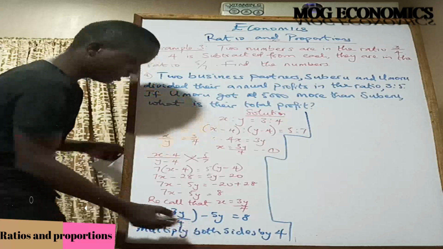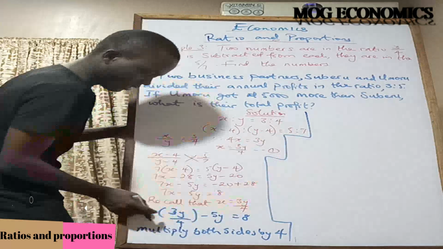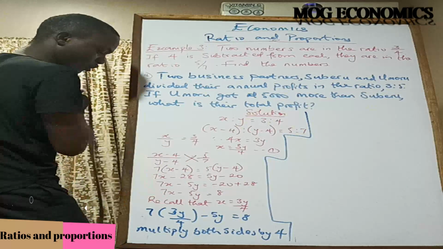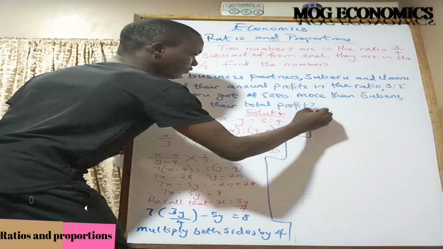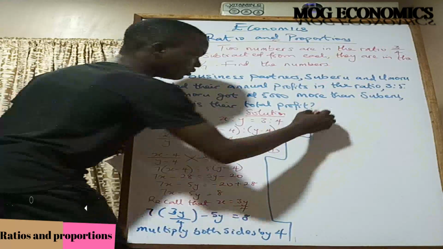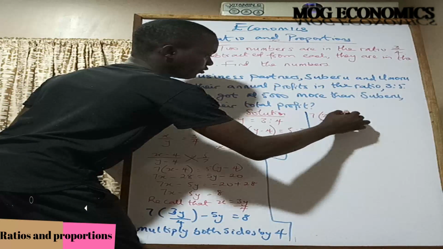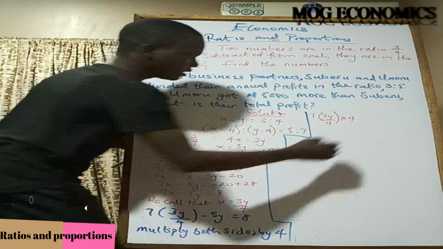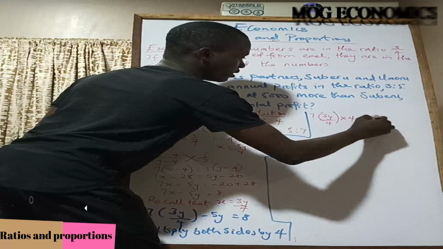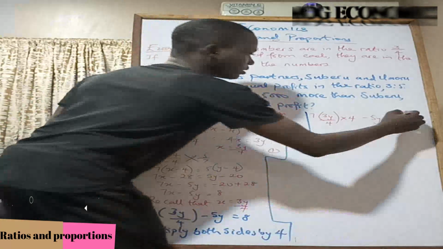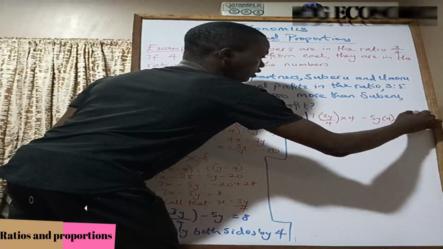So when I multiply by 4, I'm going to have 7. Let me just do this because I believe some students may be having a little bit of difficulty with algebra. 7 3y over 4. This one is standing on its own, so I multiply by 4. Then the next thing is minus 5y. I also multiply this one by 4, and equal to 8. I multiply by 4. So why did I do that?